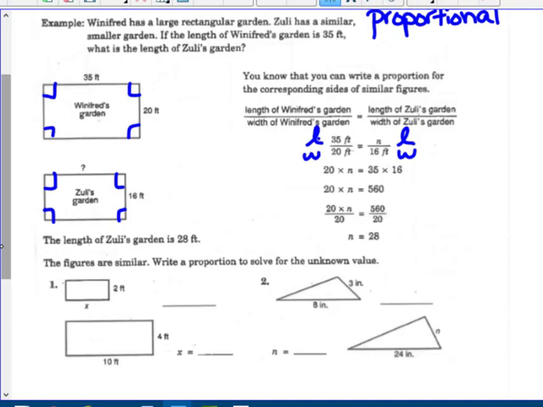It's mathematically logical. So 20, we know the product of the means. 20 times that n has to equal the product of the extremes, 35 times 16. So 20 n's equals 560. Dividing by 20 on both sides, you get n is 28. So here's the answer: the length of Zuli's garden is 28 feet. That's a word problem with a full sentence answer.